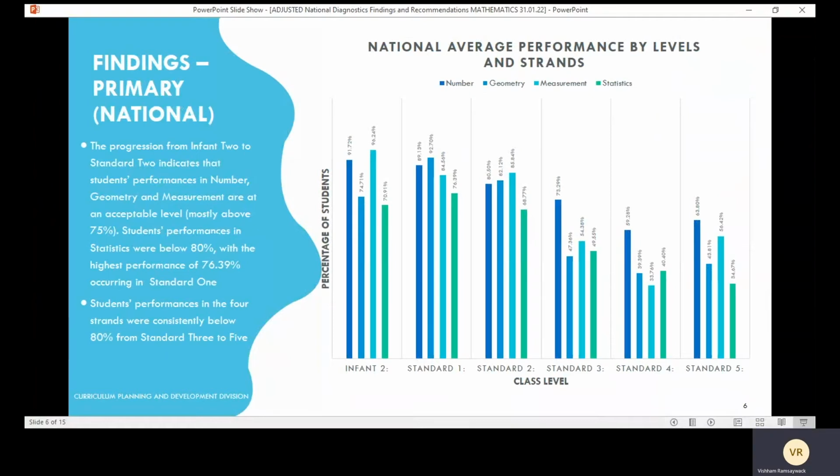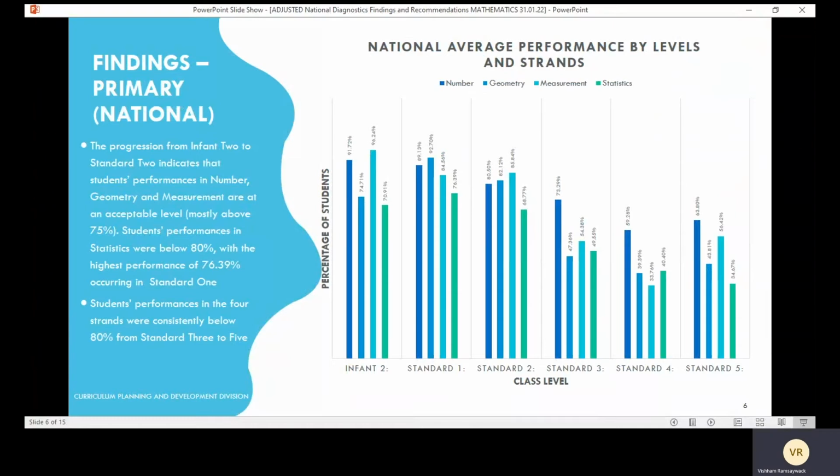Let's look at the overall findings for primary. The graph shows the national average performance by levels and strands. On the horizontal axis, you will notice the class levels, Infant 2 to Standard 5. Note that Infant 1 was not diagnosed. Each bar is representative of each mathematical strand, number, geometry, measurement, and statistics taught at the primary level.